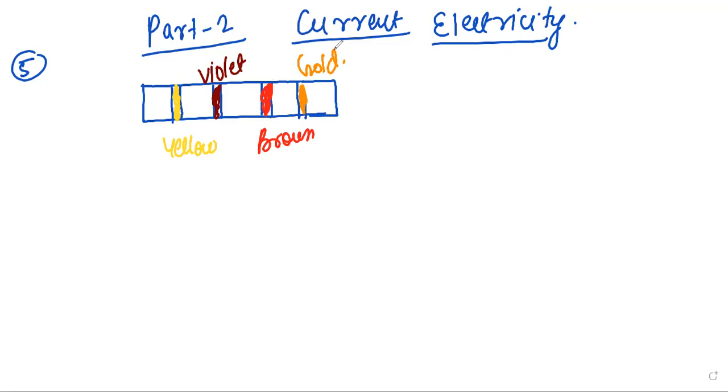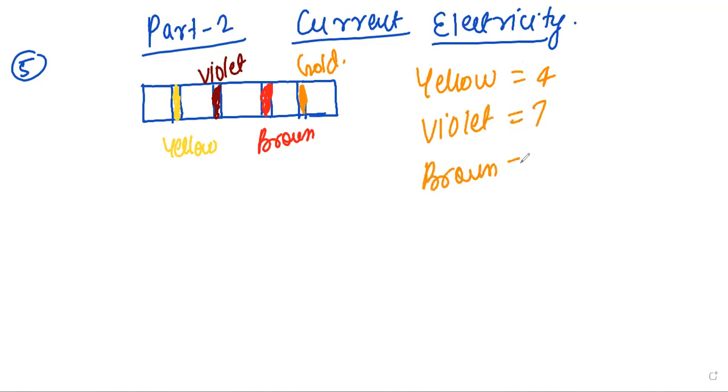Right. So you have to tell the value of resistance and tolerance. Let's see the explanation. As we know, yellow has value 4, similarly for violet it is 7, and for brown it is 1. The tolerance for gold, we know, is 5%.